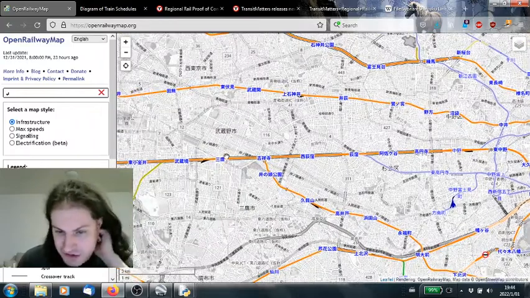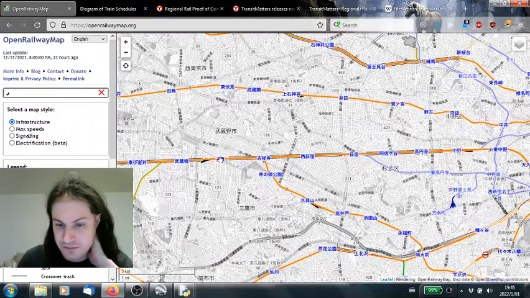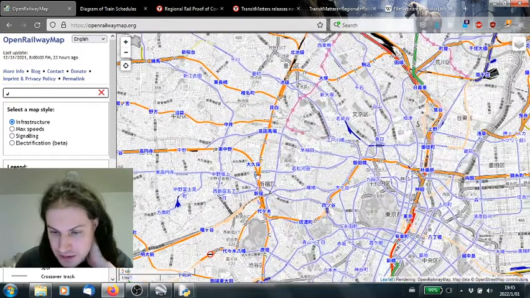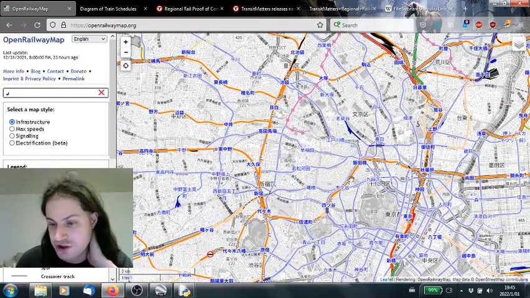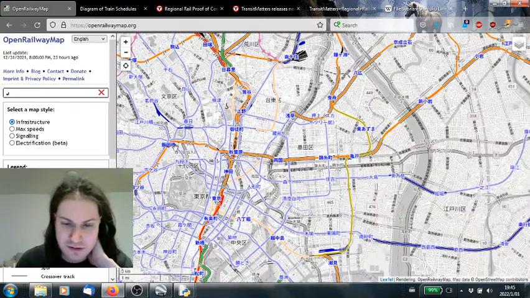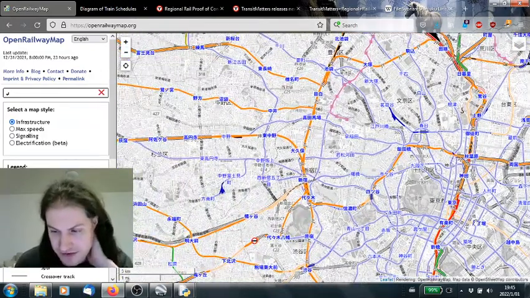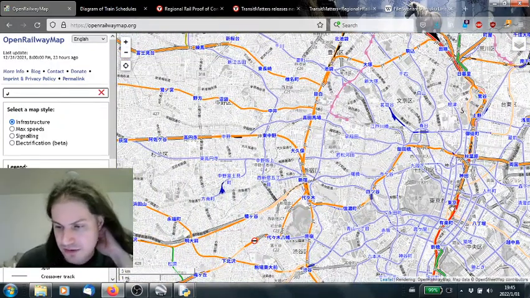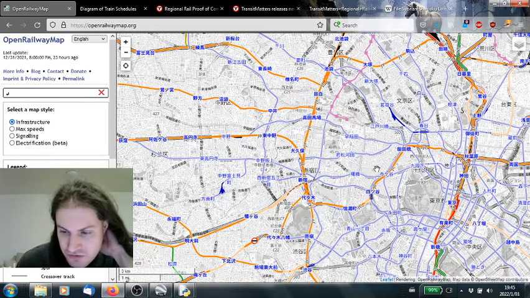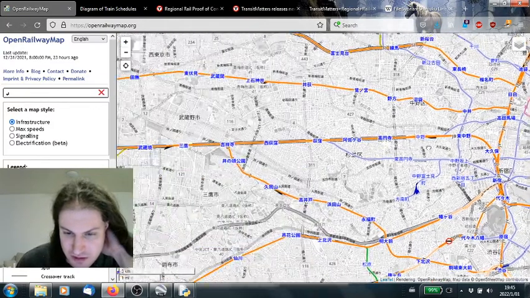Then again, the locals just have their own set of tracks. They go like this, and then they don't even go to Tokyo Station. They go there, they cross at Akiba, and then go through service. The rapids don't run through. They go Tokyo, and so.